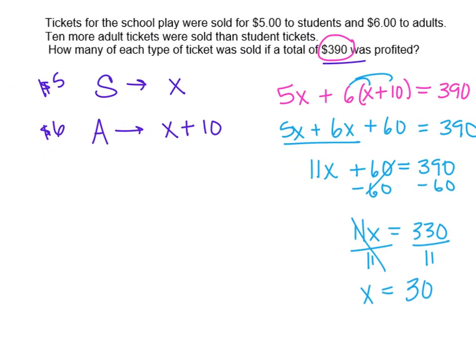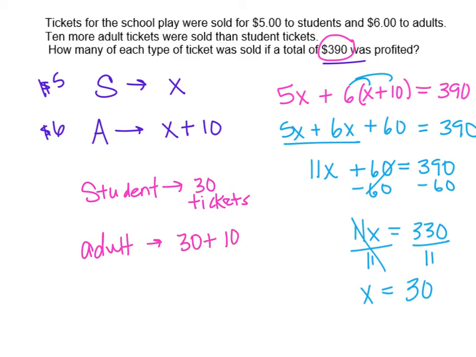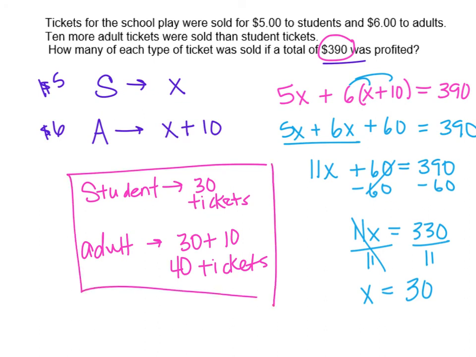Now let's answer the question they're asking. How many of each type of ticket was sold? Well, our student tickets sold x, which is 30. So we sold 30 tickets for the students. Our adult tickets are x plus 10, so 30 plus 10. So we sold 40 adult tickets. There you go.